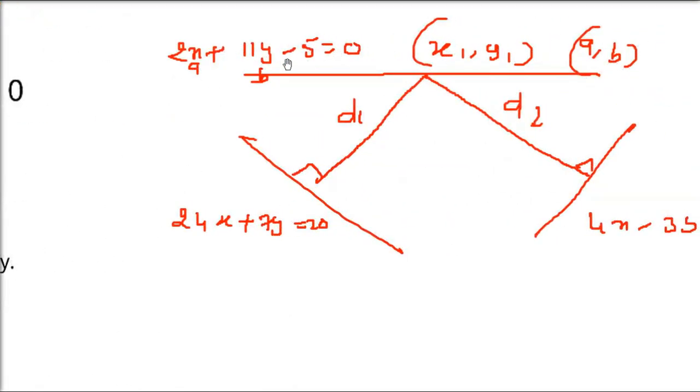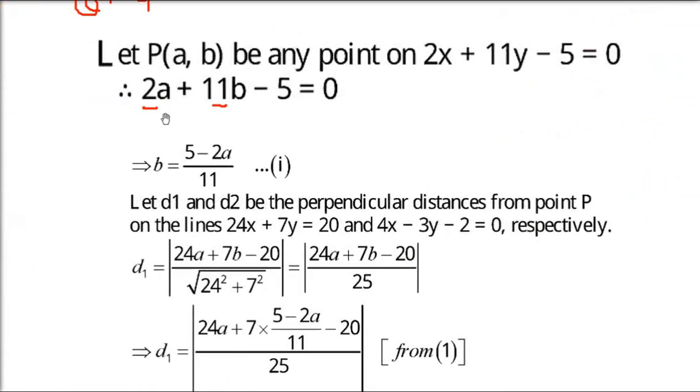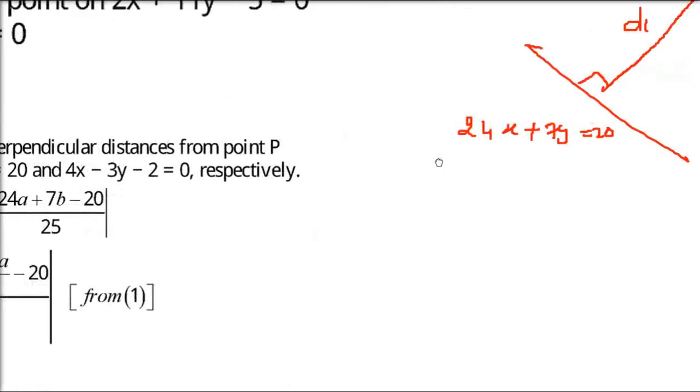Now this point, let me tell you again, is lying on this line. That is why I have done this: 2a plus 11b minus 5. And from that we have found b equals (5 minus 2a) by 11. Or you can also take a in terms of b. It is not required that you always take b in terms of a.